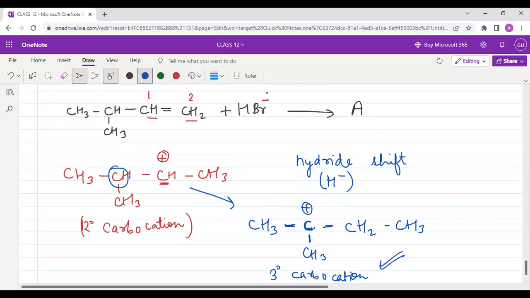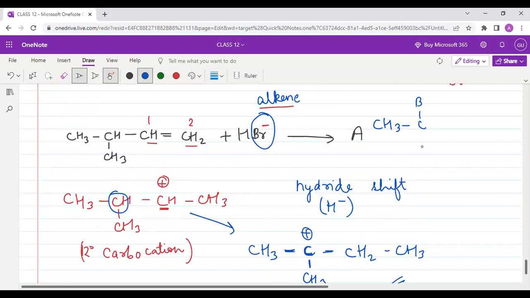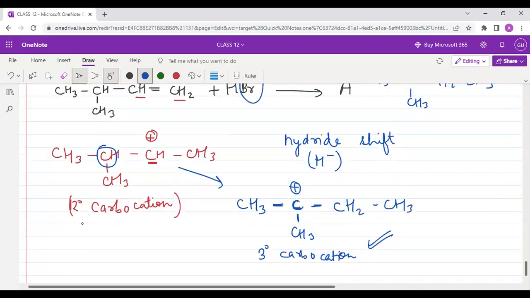So now the Br minus will attack here to this carbon. And your product will be CH3, CBr, CH3, CH2, CH3. Understood? So this is called rearrangement. Whenever there is a possibility of forming a more stable carbocation, we rearrange the compound to form a greater stability carbocation. Fine? So this example is important.